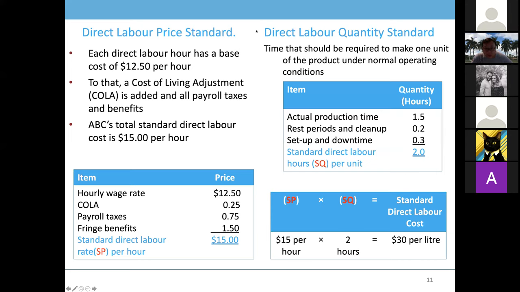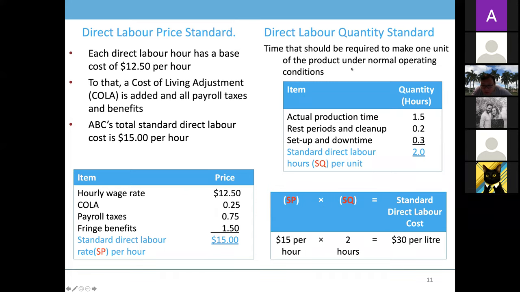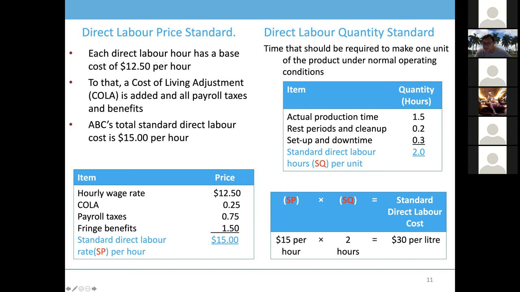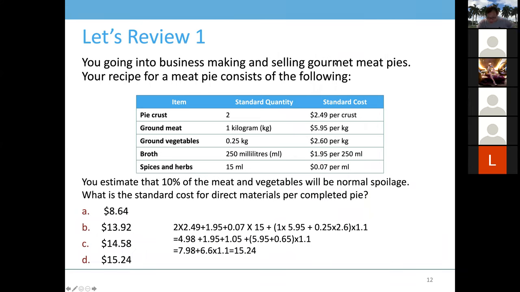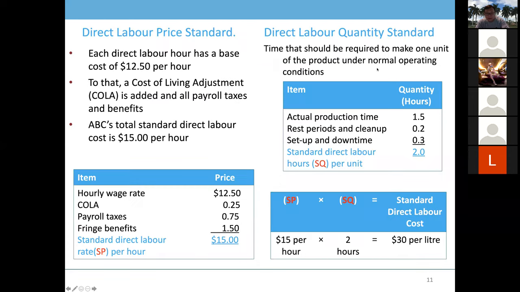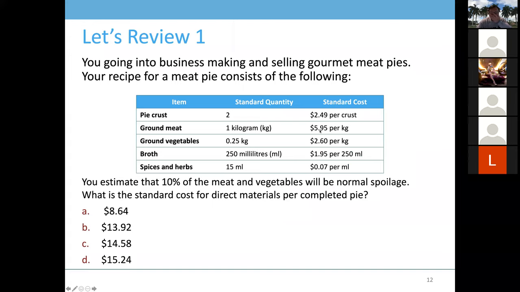Okay, so I will count 1, 2, 3. 1, 2, 3, sum up, if you understand. Okay, very good. If you don't understand, please ask, okay? If you don't understand, please ask. Okay, so that's my direct labor. So now let's work on this question.